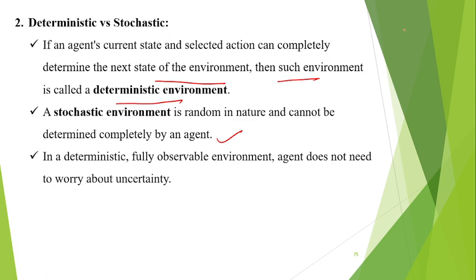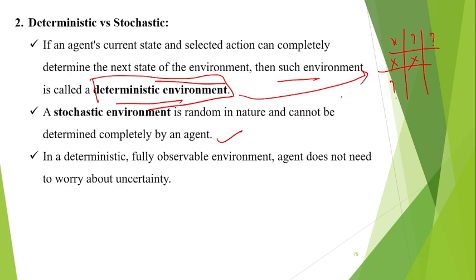For example, we play this game, tic-tac-toe, right? I put a mark here, then one more person puts one here, then I put a mark here, then the other person puts a mark here, and so on. So what is that? The agent's current state and the selected action completely determine the next state of the environment. Such environments are called deterministic environments. In this environment, I can observe what the next state will be with the help of this.